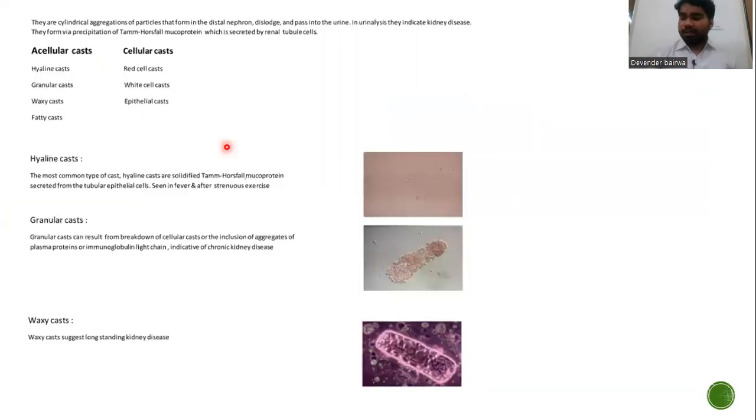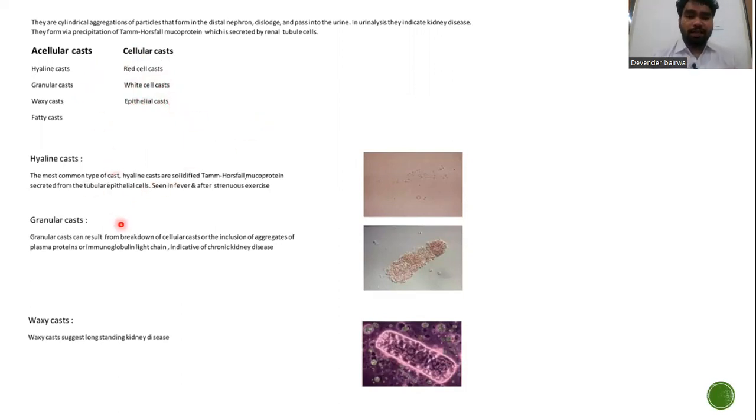Coming to the casts in your urine analysis, as I told you already, there can be two kinds of casts. There can be acellular casts or there can be cellular casts. In case of acellular casts, you have hyaline cast formed of protein. Then there can be your granular cast formed of some breakdown of cellular substances. Then there can be waxy cast because of the fat. Waxy cast, there can be fatty cast, or there can be RBC cast, WBC cast, epithelial cast, depending on what cells these casts are composed of.